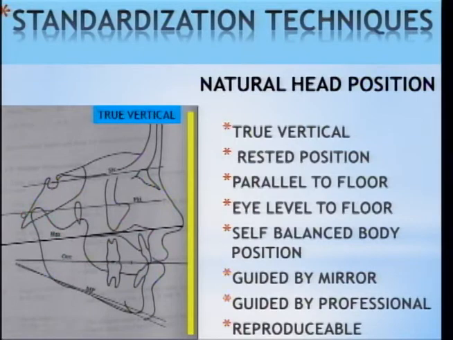So another standardization technique was developed in the 40s called the natural head position. That's what I'm talking about. It's actually based on the true vertical. All of us have a natural position. If you look at a blind person, sometimes they look up or they look down. But most people have this confident position, which is based on the true vertical. It's the rested position, parallel to the floor. Usually the eye is at level to the person looking straight ahead. It's a self-balanced position, and it can be guided by a mirror or by a professional, and it's usually reproducible.